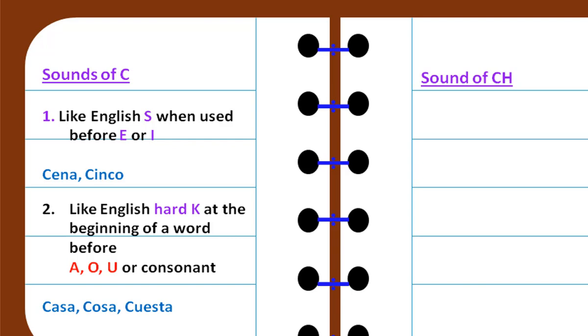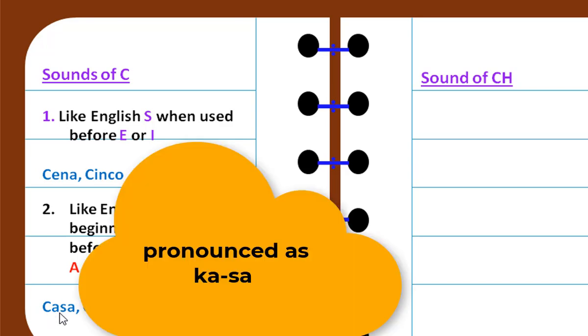Another rule for the sound of C. It sounds like English hard K if it is before the letter A, O, U or any other consonant. Looking at the first example, this was the word we saw at the time of vowels. It is a two-syllable word. English hard K because there is an A present after it. So it becomes ca, sa, casa. Casa means home.